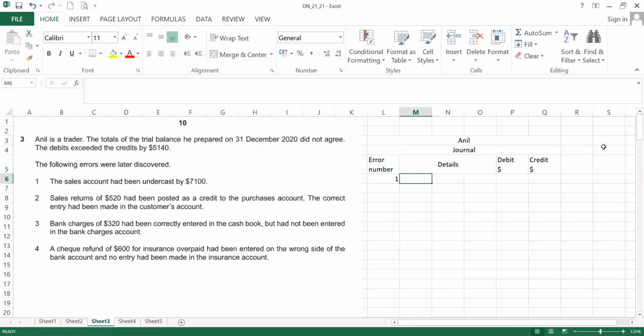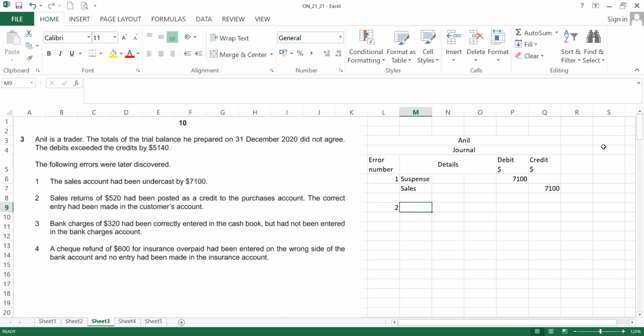So number 1 adjustment. See what is the error. The sales account has been undercast by 7,100. Sales understated, that means we have to record sales 7,100 because this is only a one-sided error. So we have to go to the suspense account. This is a one-sided error, so suspense account comes in.